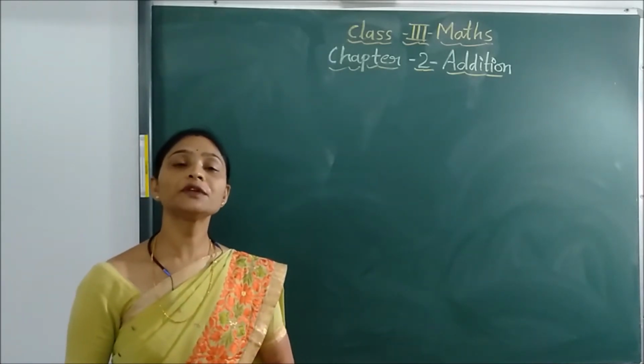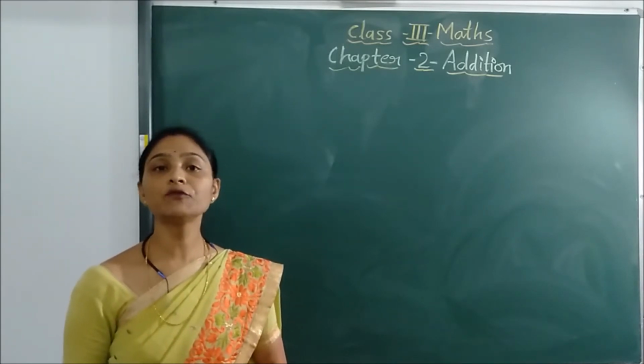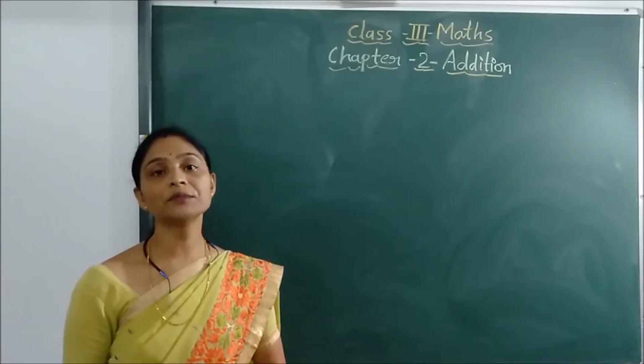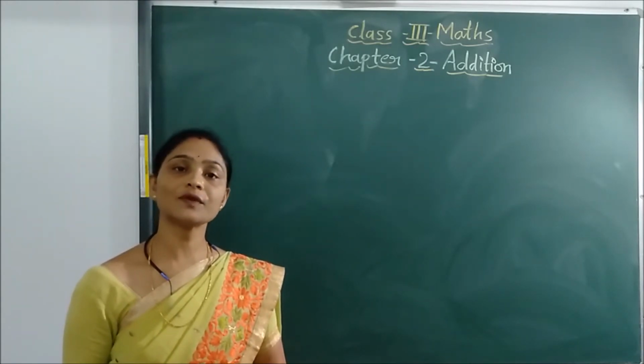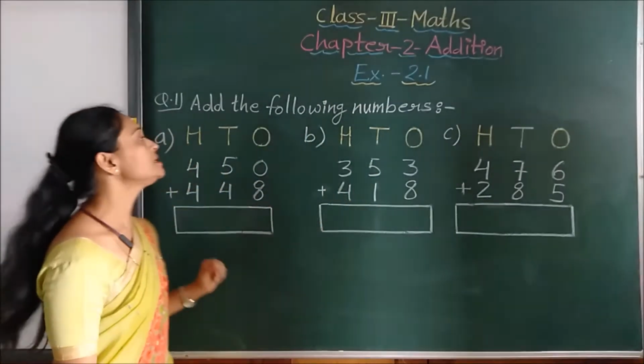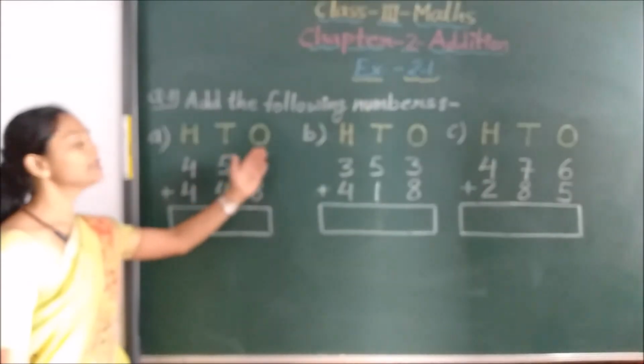So in this chapter we are going to learn addition of 3-digit numbers and 4-digit numbers. Addition of 1-digit numbers and 2-digit numbers you already learned in class 1 and class 2. Children, now let's see exercise 2.1. Add the following numbers. Now we have to add these numbers.